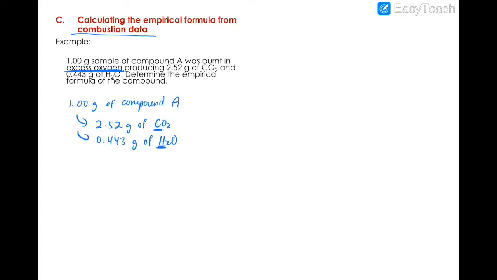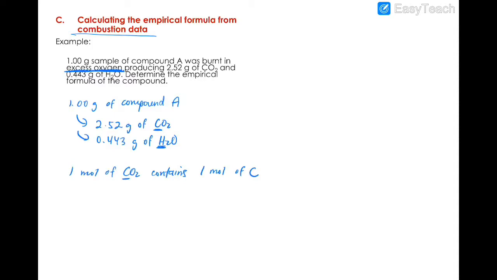Okay, so how exactly we are going to do this? We need to use the mole concept. Okay, so bear in mind that 1 mole of CO2 it contains 1 mole of carbon. Okay, kan ada satu carbon je kan dalam kita punya CO2 ni.